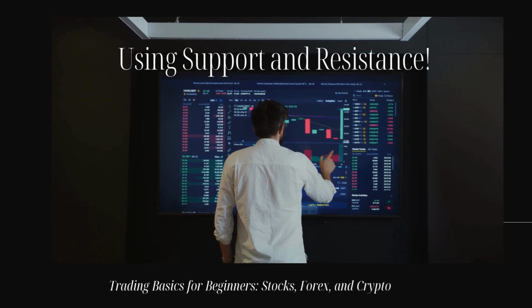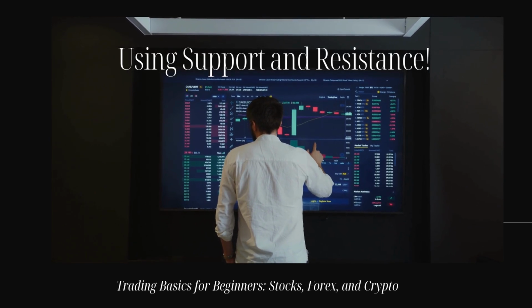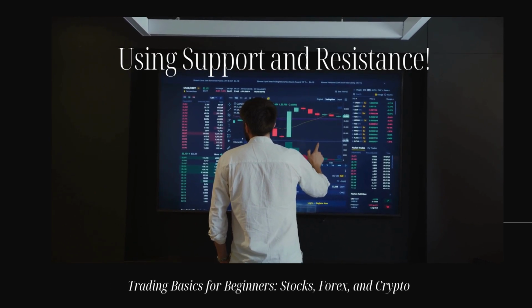Introduction. Welcome to the session on using support and resistance. What is support and resistance?